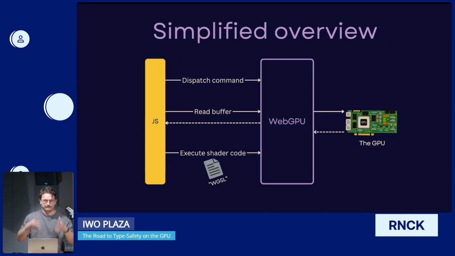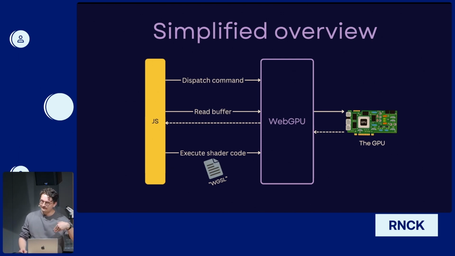So a simplified overview of how it works. You have your JS, and you can dispatch commands, allocate resources, read from and write to memory, and read from GPU memory. And you can also send arbitrary shader code so that the GPU can process it in parallel or execute those instructions. But the API is not really designed for a type-safe language. Obviously, it's designed for JavaScript. So once you send that code, which is just a string in this case, you just send a string of instructions, which is not really type-safe.